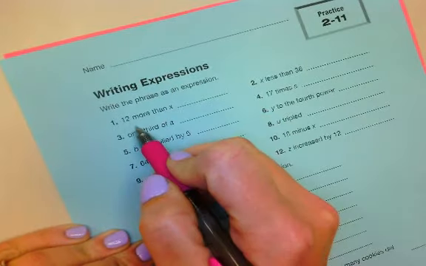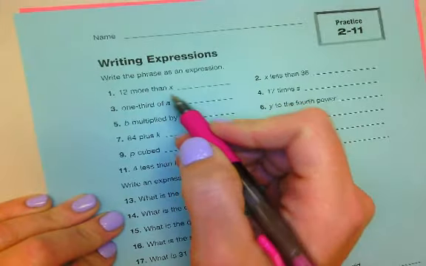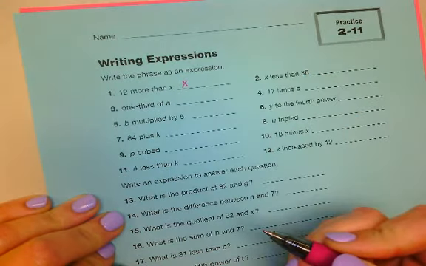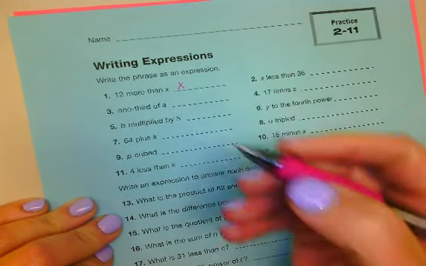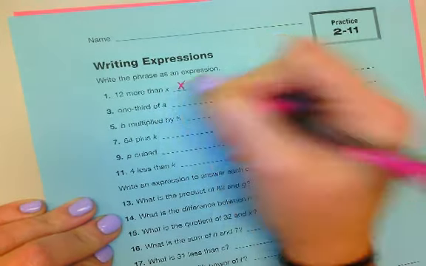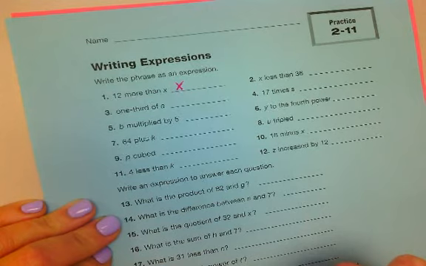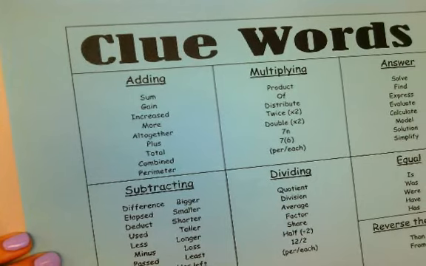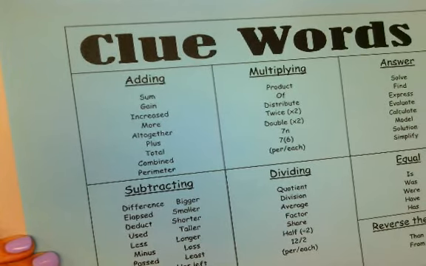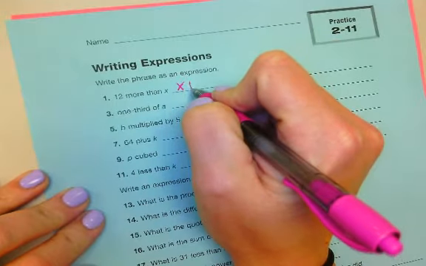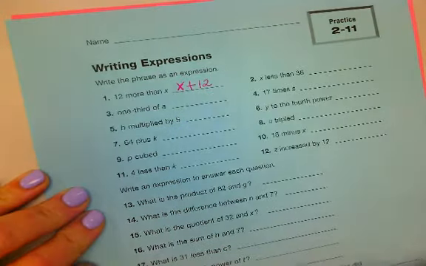On number 1, it says 12 more than x. Okay, well, we know that we're dealing with x, so let's put x there. I always like to begin our expressions with our variables. In this case, thank goodness, they give us our variable instead of asking us for the unknown. And it says, okay, 12 more than x. Let's look over here and see if we can find more than. Well, more is going to be adding, so we're going to be doing addition here.